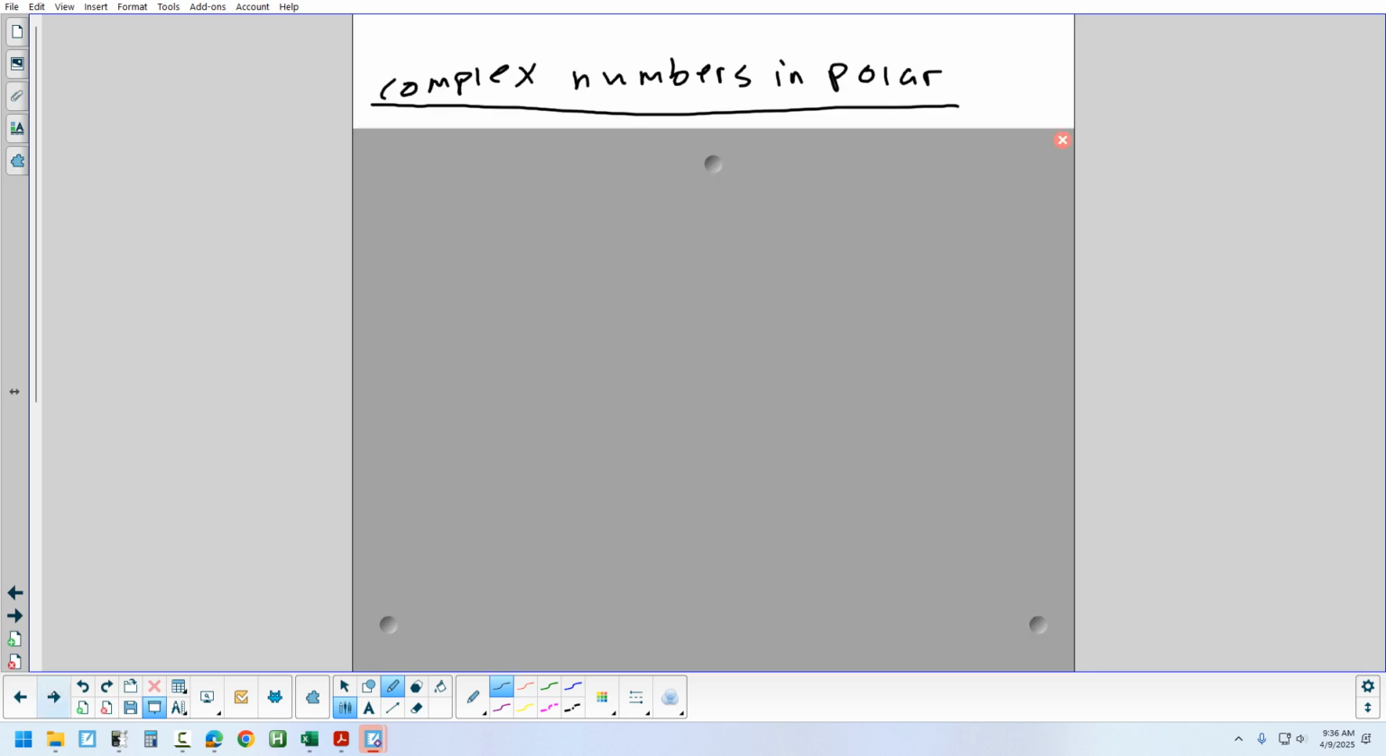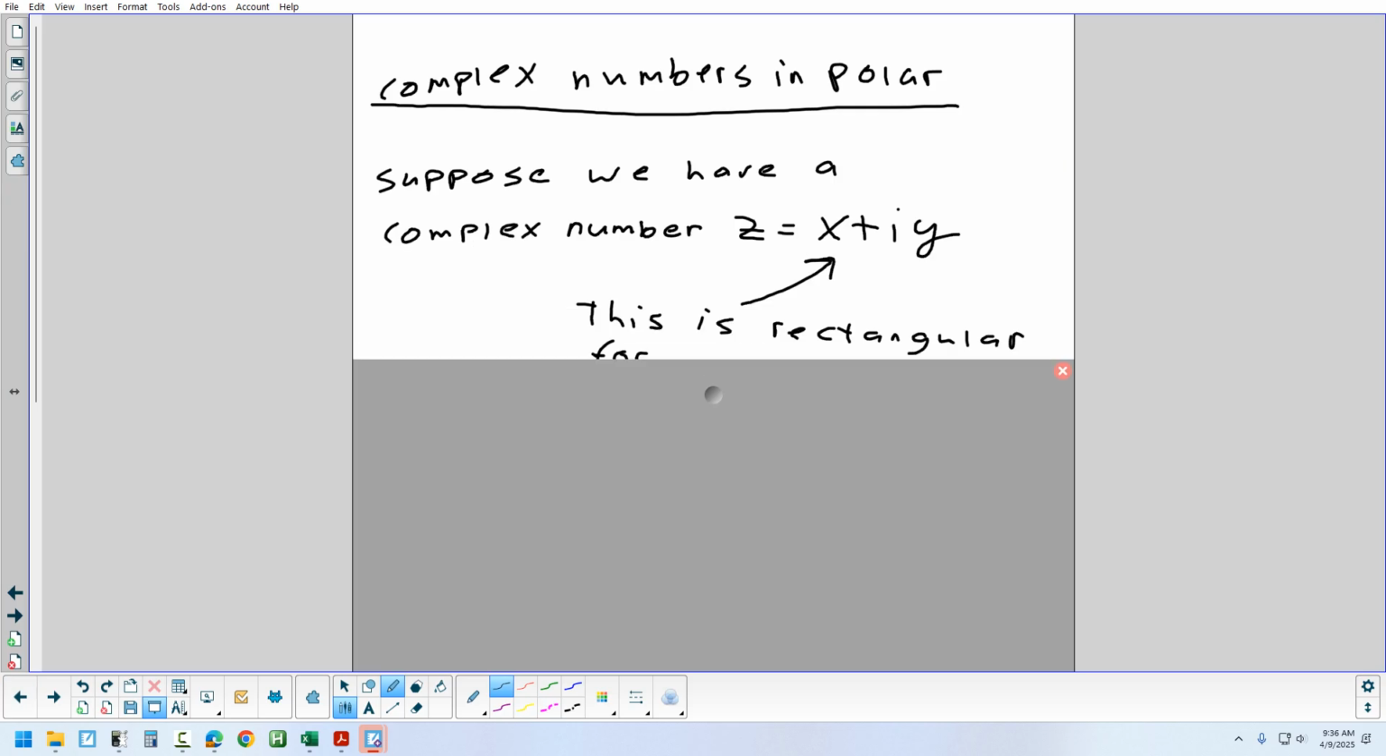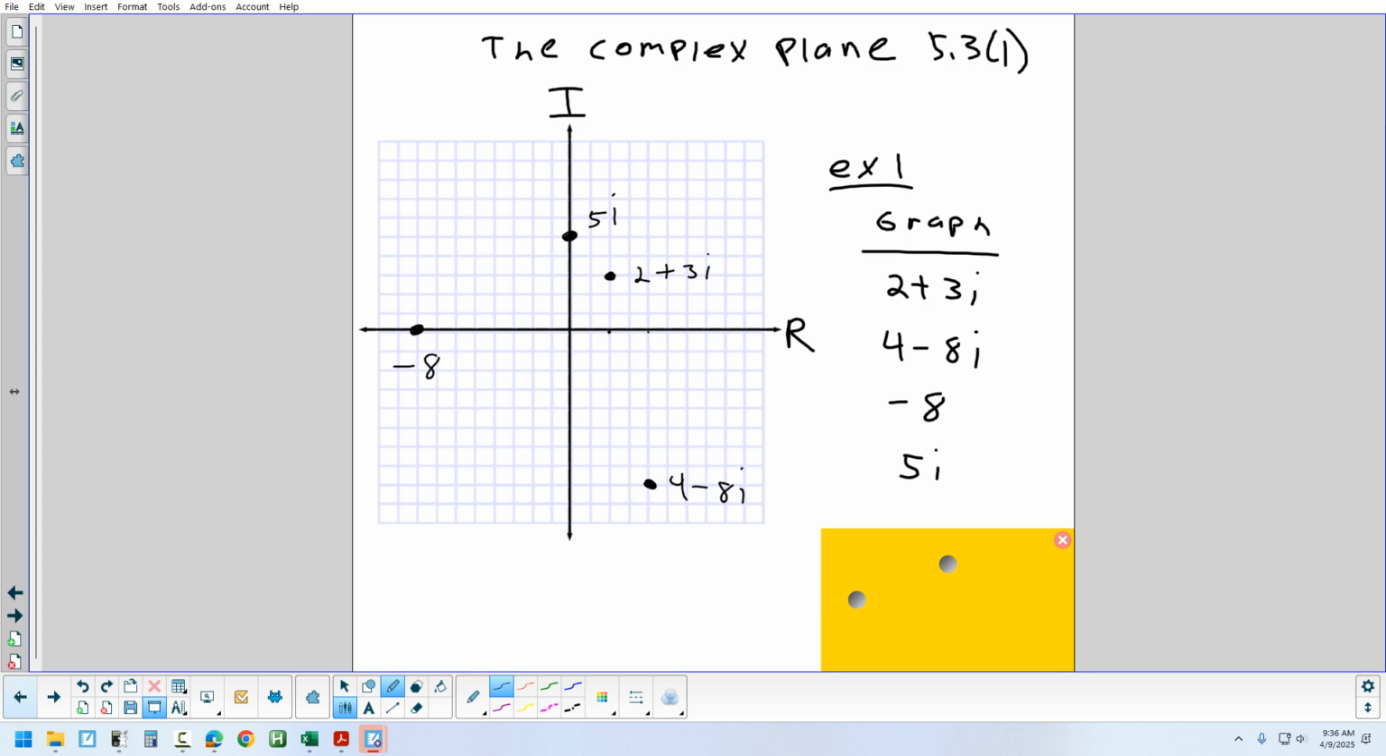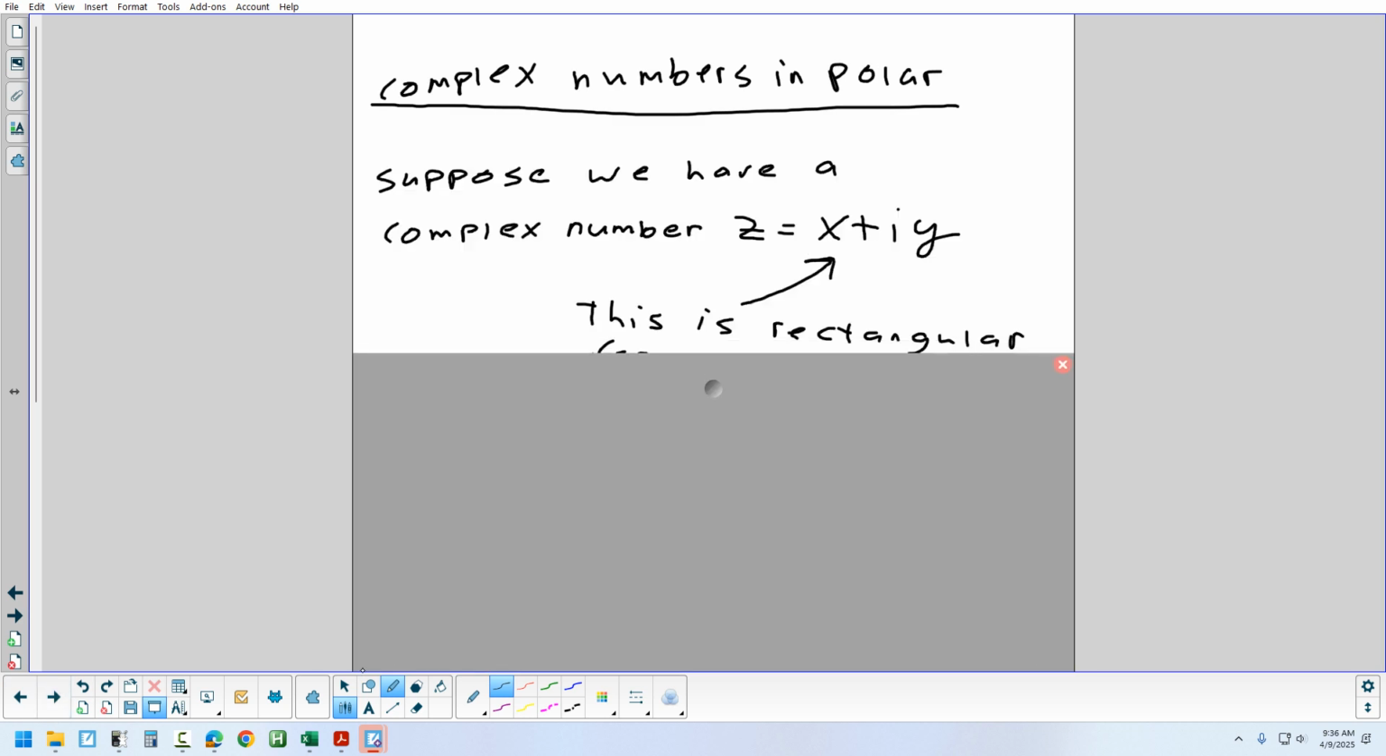All right, this is the last thing. There's only one slide left, so we'll finish this up, and that'll be a good place to stop. So we've looked at complex numbers written like that. When you write a complex number in that form, that is called standard form. It's also called rectangular form. Same thing.